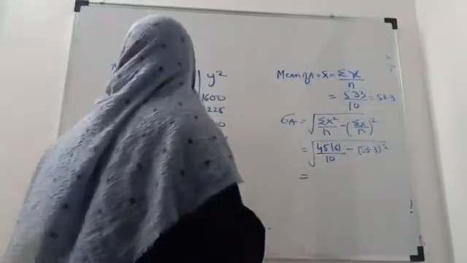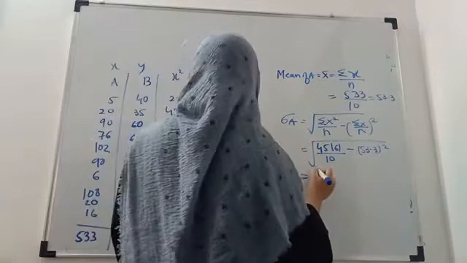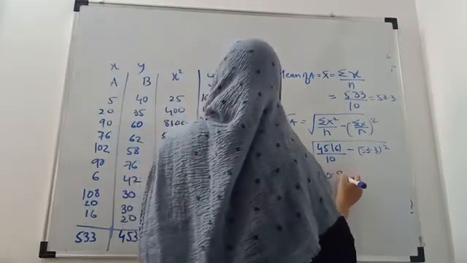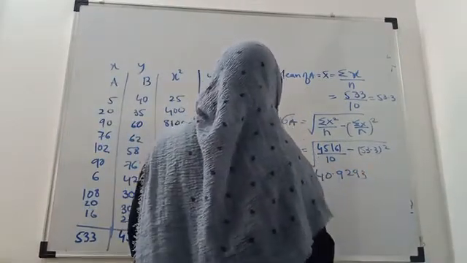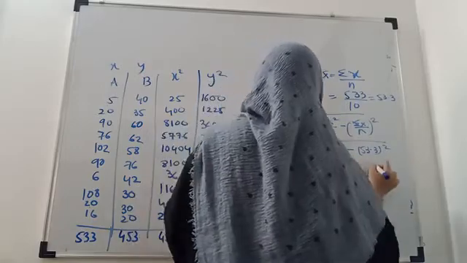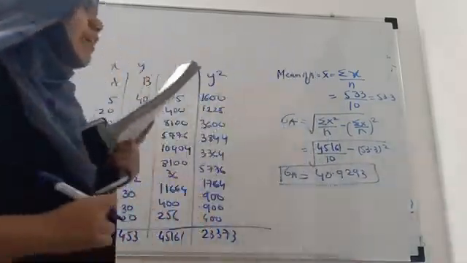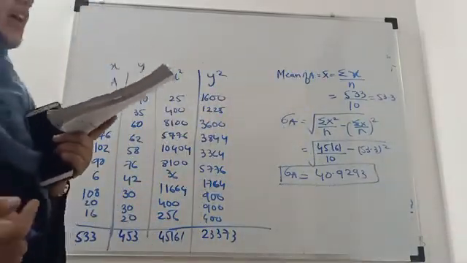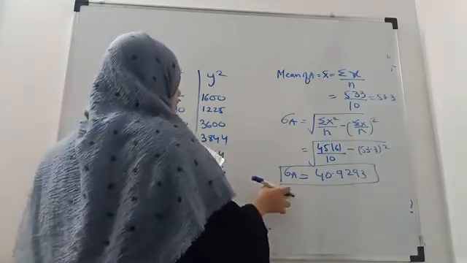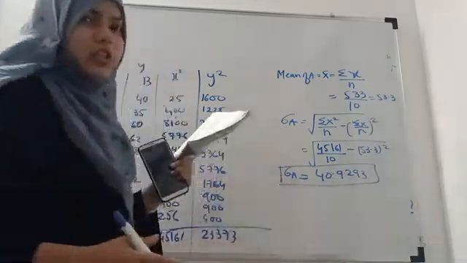After calculating this, you will get sigma A as 40.9293. Now we will also find the coefficient of variation of A.